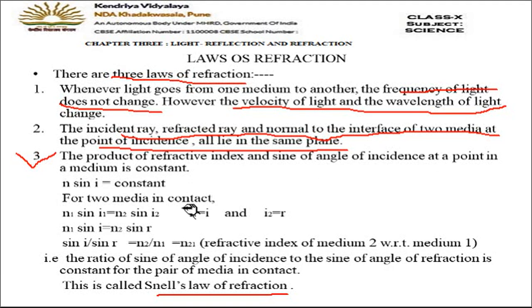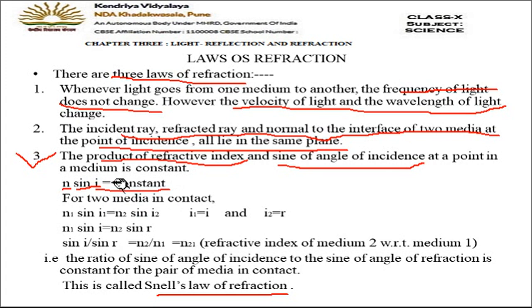The definition of this Snell's law is, it is the product of refractive index. How do we show the refractive index? By n. So, product of refractive index and sine of angle of incidence. Sine, you have studied in maths, trigonometry. Sine theta, cos theta, this is that sine. Sine of angle of incidence, which is shown by sin i, is a constant. When you multiply refractive index and sine of angle i, then it is a constant value.